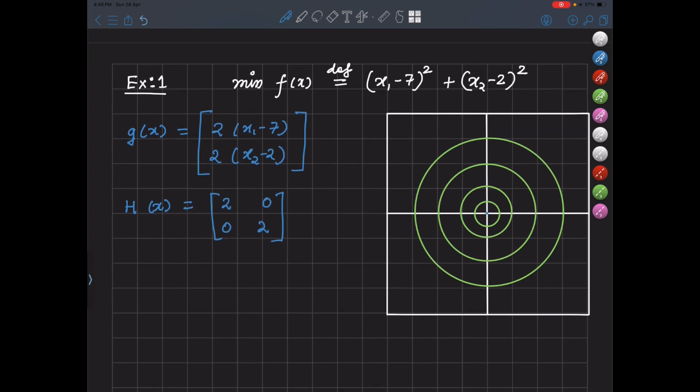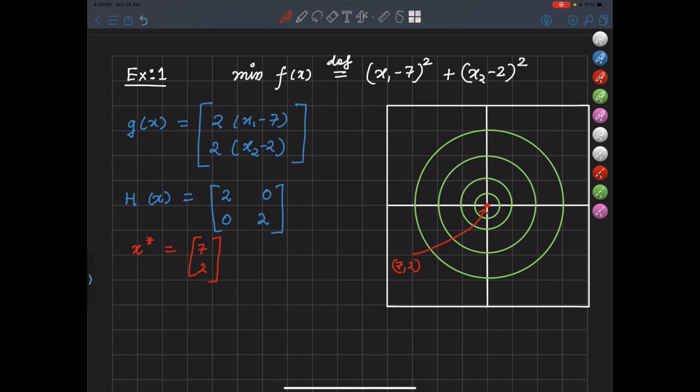And this point, what is this point? This is actually (7, 2). The contours will be centered at (7, 2), and this is exactly the optimal point as well. So x star is equal to (7, 2).